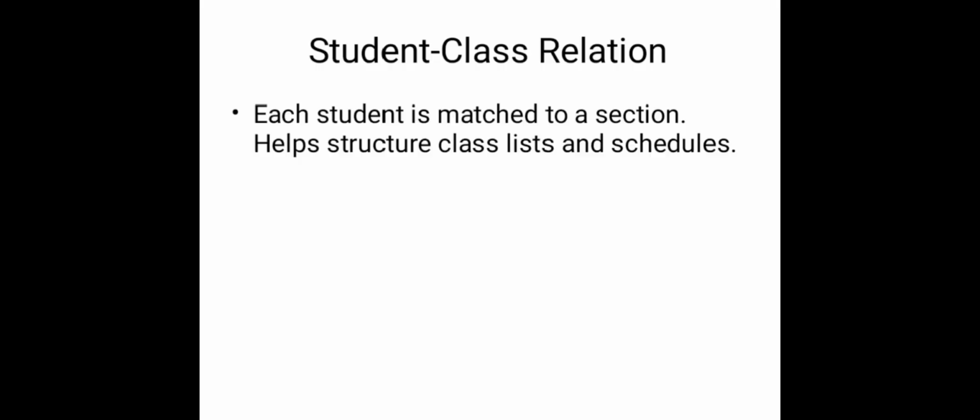So, for example, the student-class relationship. If we list down which students belong to which sections, we are creating a relation. For example, Student A, Section Emerald; Student B, Section Ruby; and Student C, Section Sapphire. This helps the school arrange class lists, schedules, and even seat plans. Relations provide structure and prevent confusion.